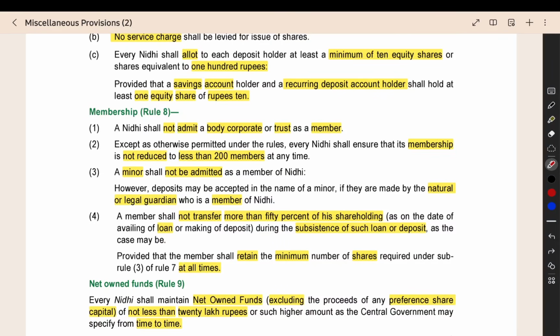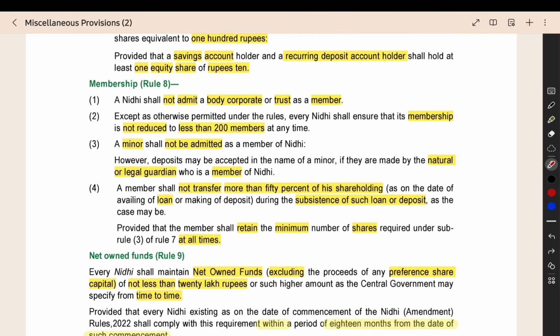Then the next thing is membership. A Nidhi shall not admit a body corporate or trust as a member. The member can be individuals only, not a body corporate or trust. Body corporate and trust are not allowed. They can have a partnership firm, I think so. So only body corporate and trust is explicitly not allowed.